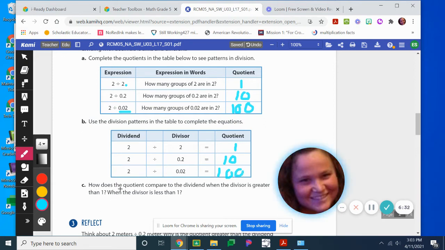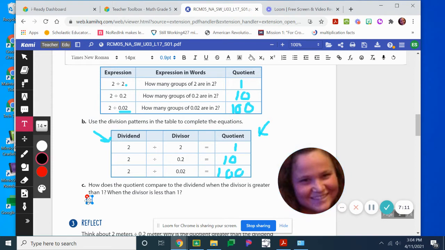Okay, down here it says, how does the quotient compare to the dividend? So our quotients over here compared to the dividend, actually, they're getting bigger. So 10 is bigger than 2. 100 is bigger than 2. And the only instance where it's not as big is when you divide it by its same number. And we know that comes out to be 1. So it says when the divisor is greater than 1. So when the divisor is less than 1, our pieces are actually getting bigger.